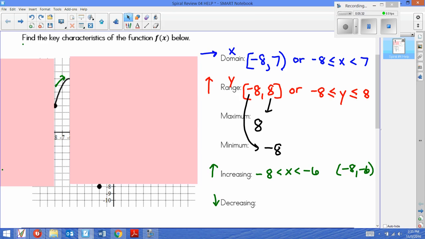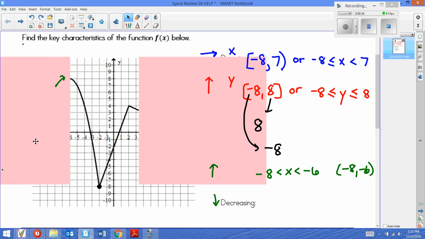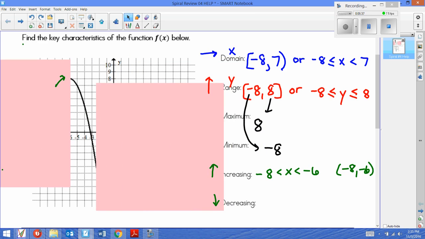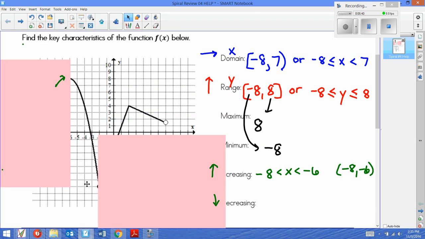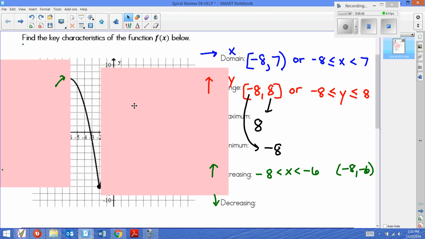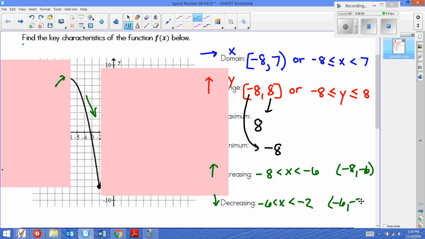Okay, let's move our post-its. So I'm going to scooch this guy over. Looks like this is where it started to drop, and then it stops right here. Let's try that again. So this is now from -6 to -2, but here is my decreasing interval. So from -6 all the way to -2, my graph is going down or decreasing. So this would be -6 to -2 if I wanted to look at that in interval notation. You getting the hang of it?